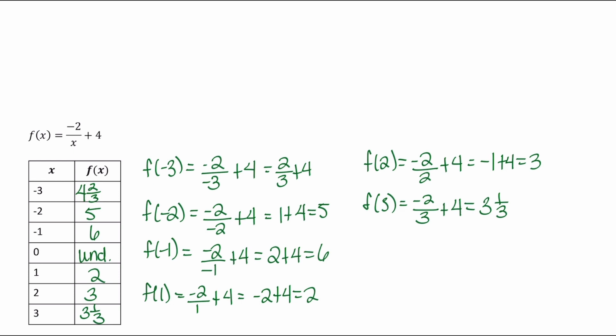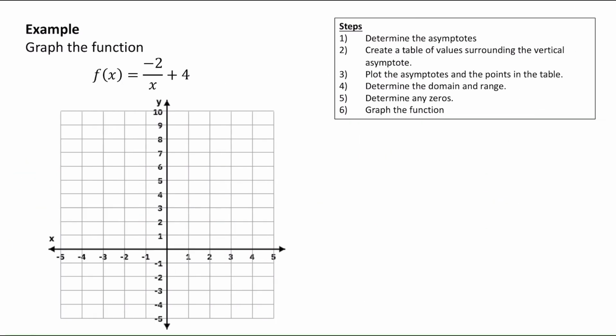So now I'm going to go ahead and fill in the graph of this function. Okay, so we need the asymptotes. So remember we said we had a vertical asymptote at x equals 0 and a horizontal asymptote at y equals 4. So I'm going to go ahead and graph those lines. So I have x equals 0. So here is my vertical asymptote. Y equals 4 is here. So there is my horizontal asymptote.